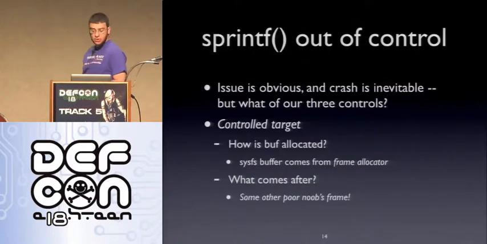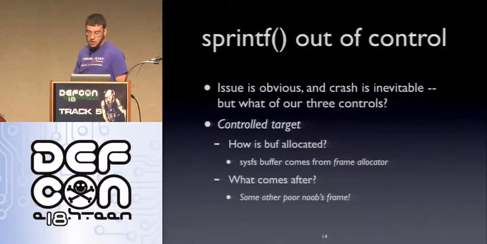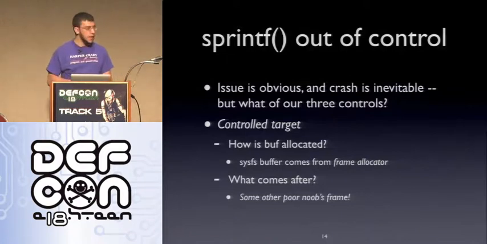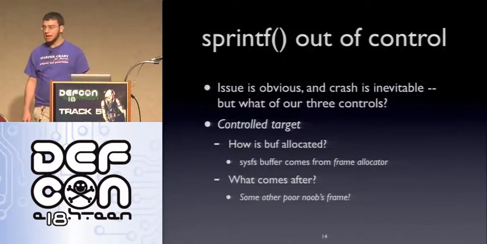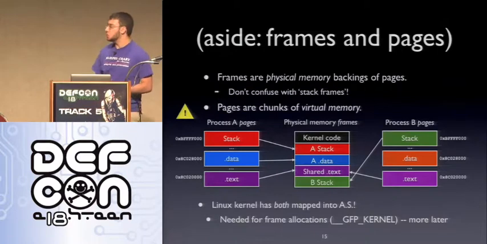But how do we control the target? We don't know what's going to be in the page after that. I'm going to be talking a lot about pages and frames, and I'll talk about that in a moment. But how is that string allocated? The sysfs string comes from the frame allocator, that get zeroed page function. And what comes after that? Well, some other poor frame that just got unlucky and happens to be hanging out after the frame that we're going to smash. So briefly, a little refresher on virtual memory for you guys.